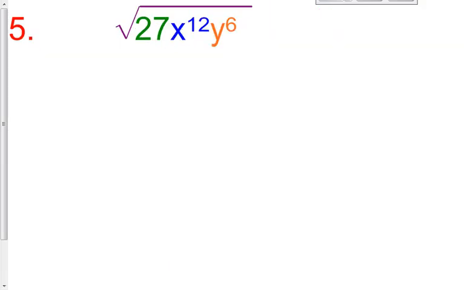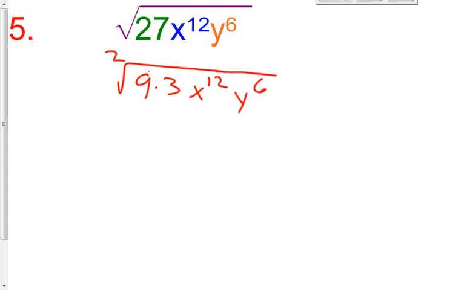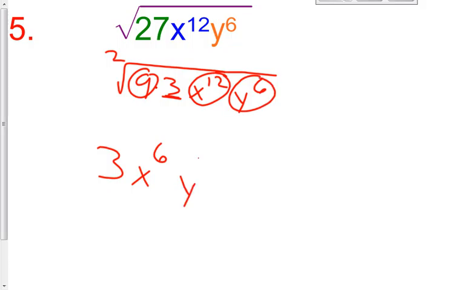Number 5, breaking this down again, 27 is the same thing as 9 multiplied by 3. You still have your x to the 12th, y to the 6th. It's the square root of all this, so the square root of 9 is 3. The 3 has to stay underneath the radical. X to the 12th can come out as x to the 6th. Y to the 6th can come out as a y cubed. And then you still have the 3 underneath your radical, so times the square root of 3.